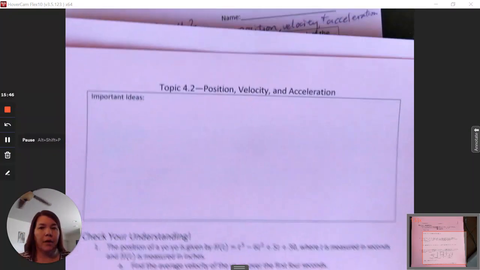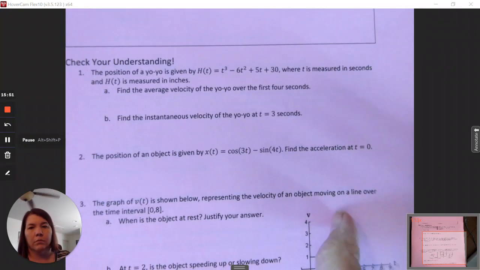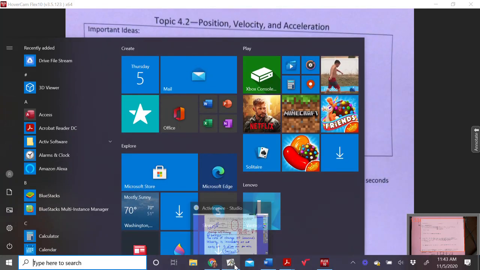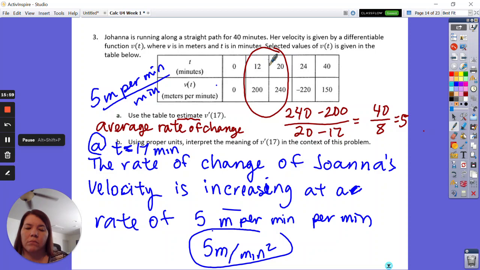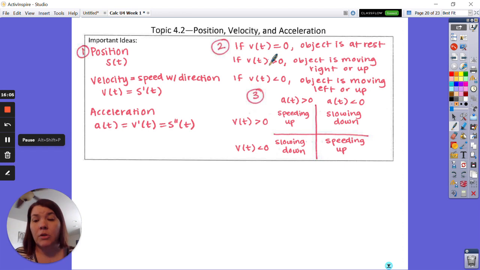All right, and now it's time to fill in the box of important ideas for topic 2.4. Okay, so there it is. I'm just going to go ahead and talk, and you're writing these down. Important ideas. Number 1, position is s of t. Velocity is speed with direction, and v of t is equal to s prime of t. Acceleration is equal to v prime of t, which is equal to s double prime of t.